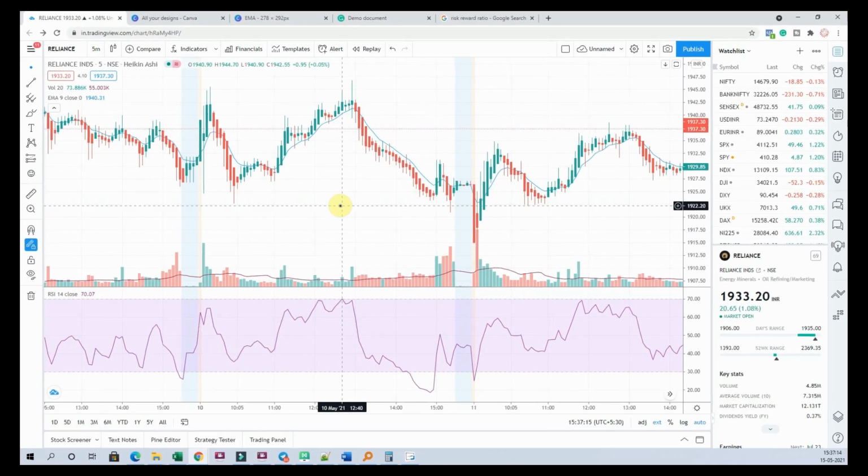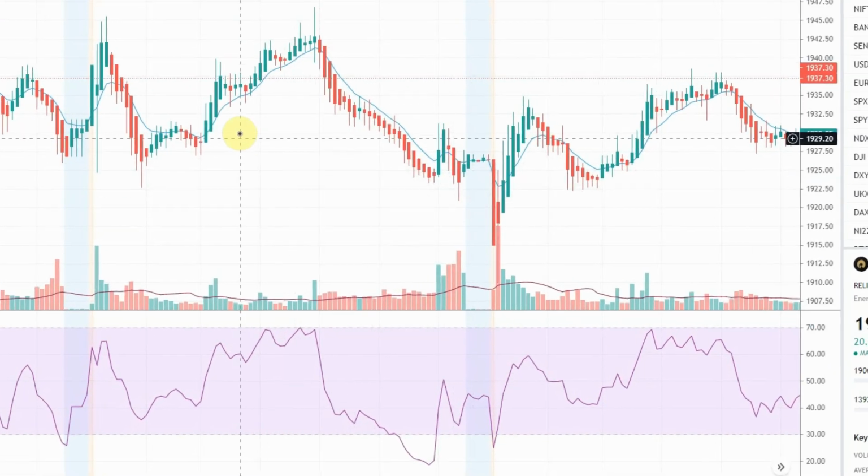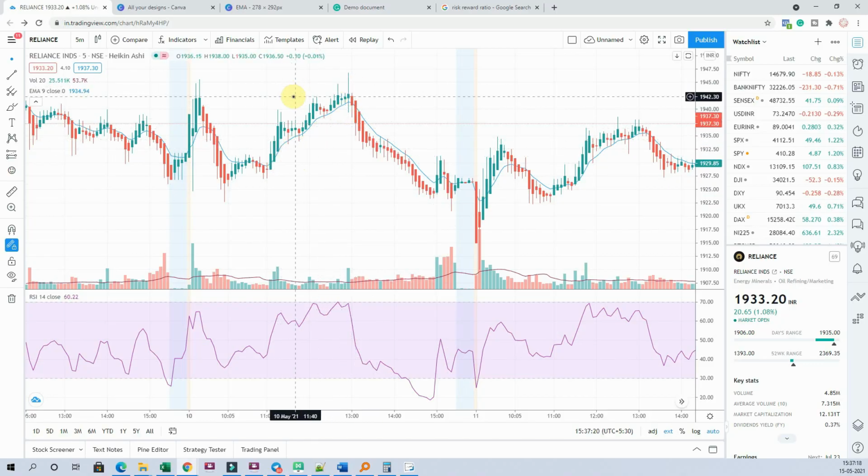Let me show you with the same example of Reliance. Here you can see that Reliance was going up and there was a candle where Reliance started falling and it broke the EMA line. There was a crossover. You can see that the volume also broke the 20 moving average line and the RSI is around 58, which means that it is below 60. So this was the time where you go short on Reliance.